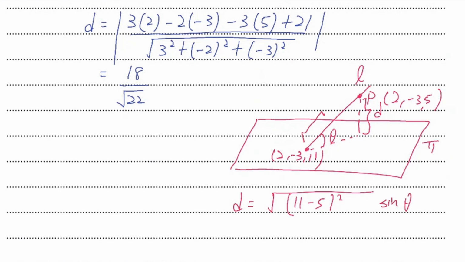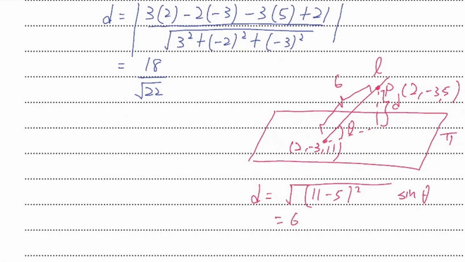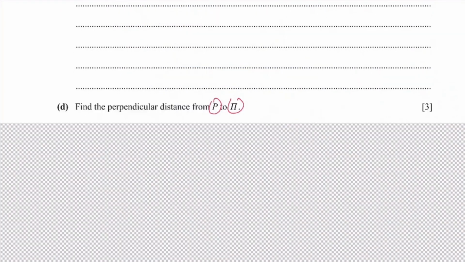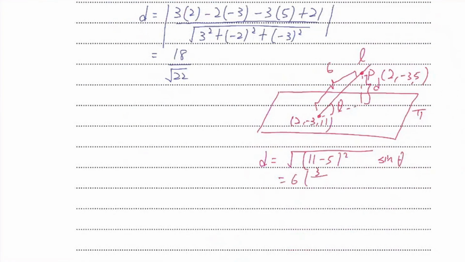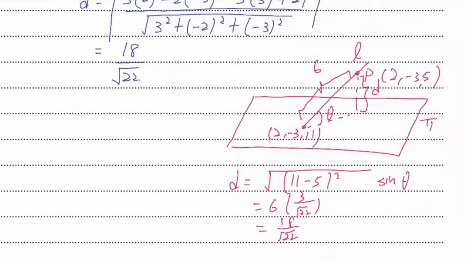Okay, so this distance here is a 6, and then we are using the sine theta. So it's 6 sine theta here, is this value here, 3 over root 32. So we get 18 root 2. So it will give us the same answer as well.